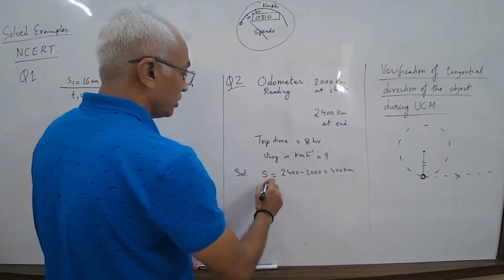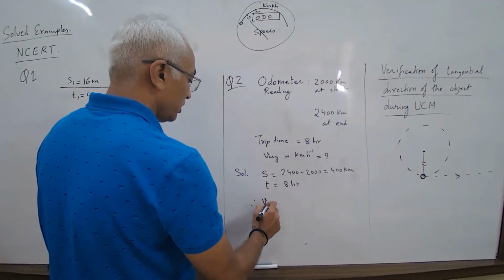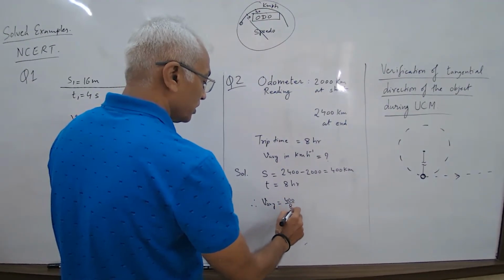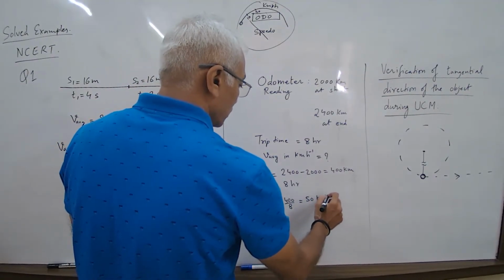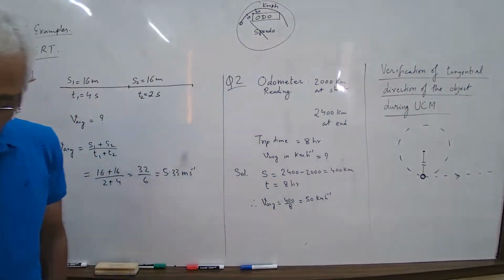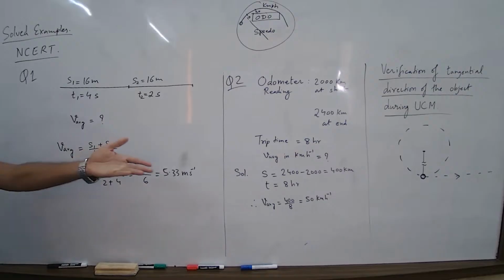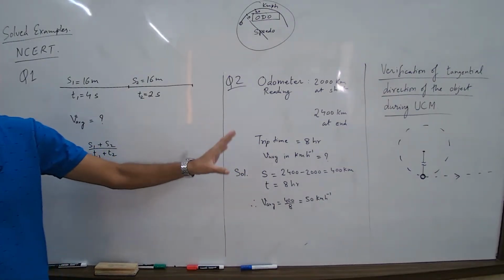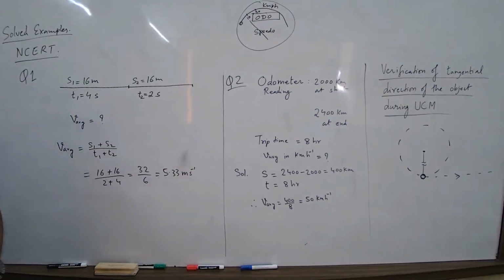And time is given. So V average will be 400 by 8, that is 50 kilometers per hour. So not exactly the same formula as before. The total distance now is 400, but now you're not getting it by adding, you're getting it by subtracting. So you have to understand the context of the question, how the question is asked. Two different situations.